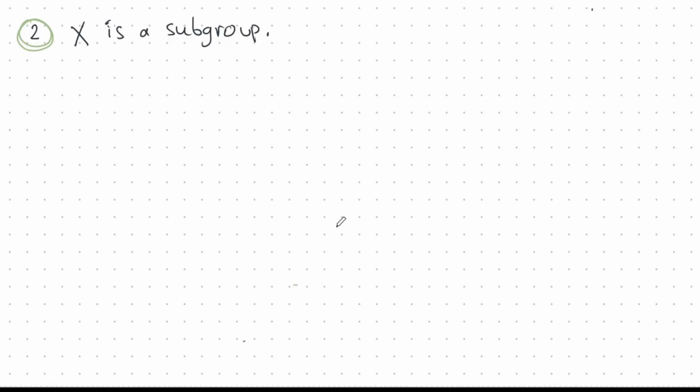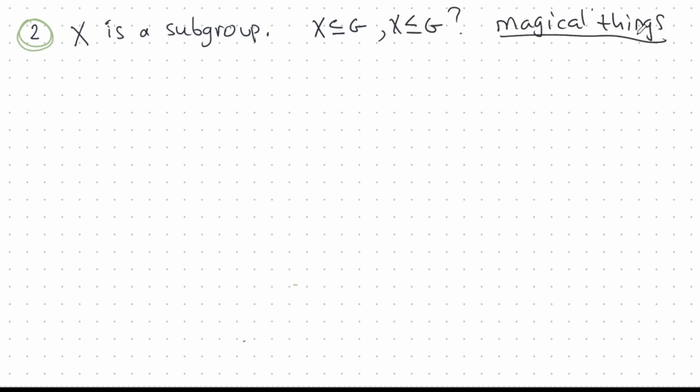A natural question that comes to mind is this: what if X is not just a subset of G, but is actually a subgroup of G? And then what happens? Well, in this case, magical things happen, and you will see. So let's use the same group, the multiplicative group modulo 36.